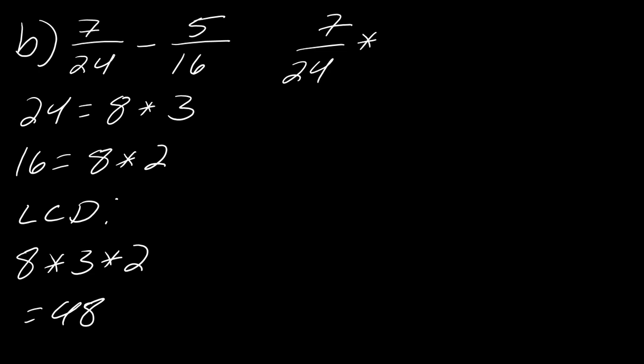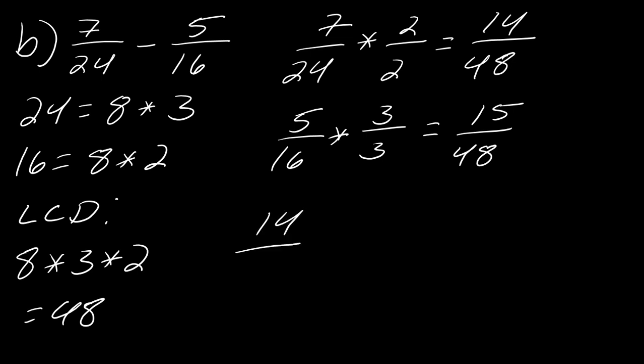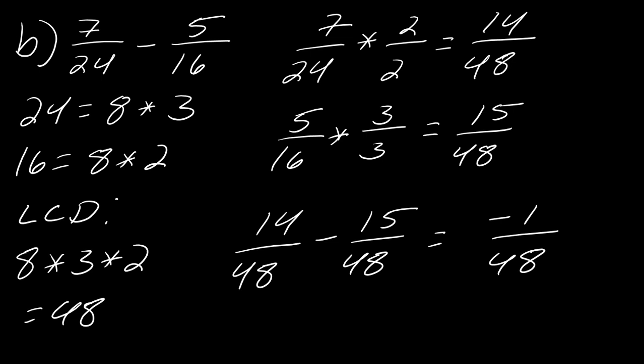So 7 over 24, what do I multiply 24 by to get to 48? I need to multiply the top and bottom by 2 over 2. So this will become 14 over 48. And then 5 over 16, I need to multiply 16 by 3. So I multiply this whole thing by 3 over 3, so this becomes 15 over 48. Okay, and so now I'm going to have 14 over 48 minus 15 over 48, so that's going to equal -1 over 48, and that's as good as that one will go.